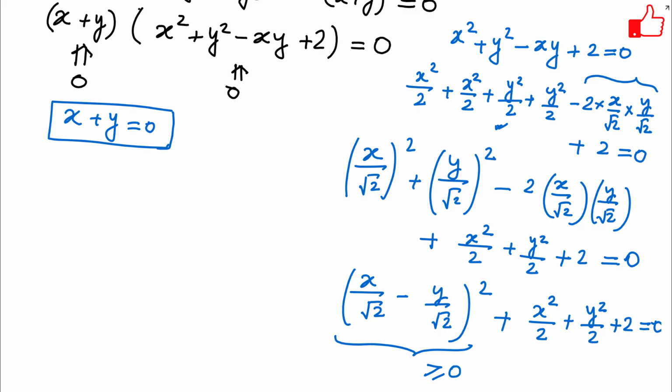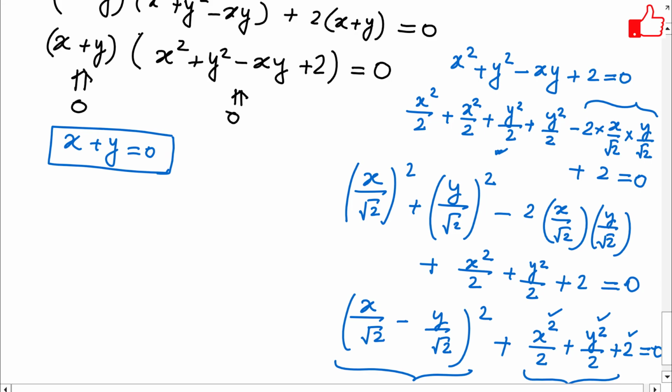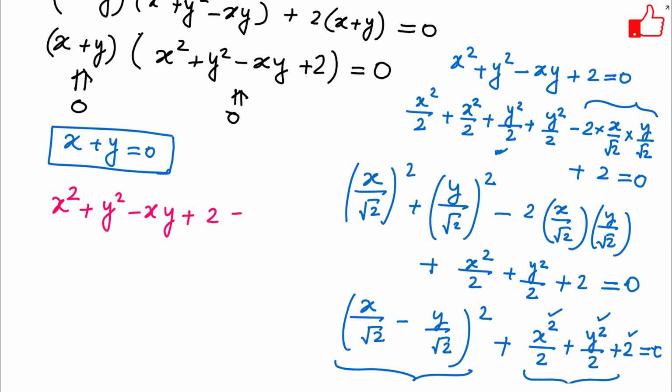And this thing is always greater than 0 because this is a square, this is a square, and this is plus 2. So this number is always greater than 0. So the whole thing can never be 0. So it is not possible for this term to be 0. So the second condition, that is x square plus y square minus xy plus 2 is equal to 0, is not possible. So only one thing is possible, that is x plus y is equal to 0.